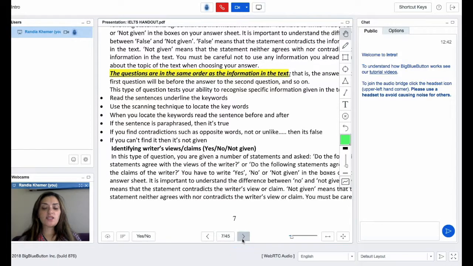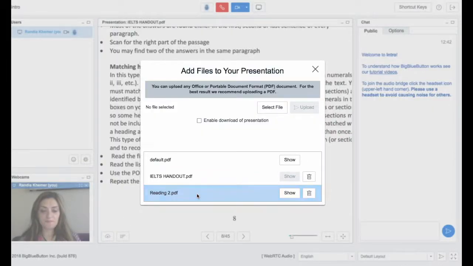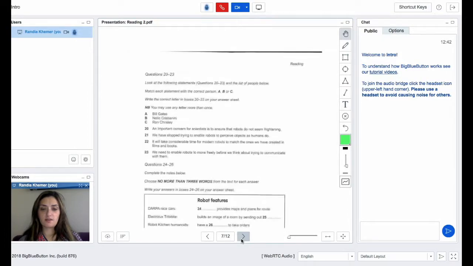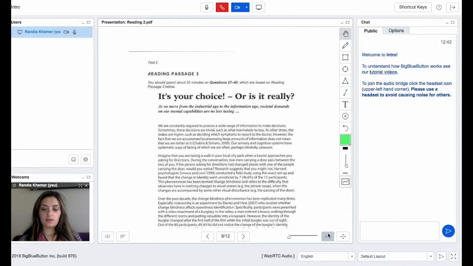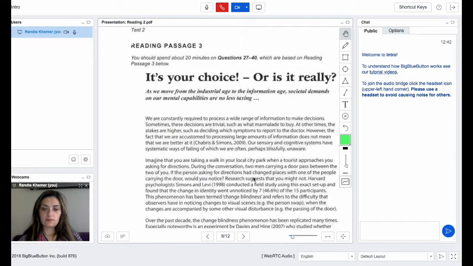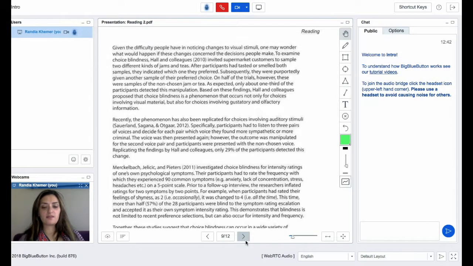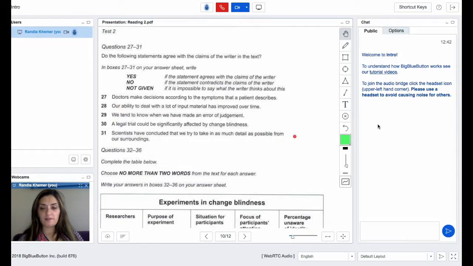Now, let's look at an example from the same exam that we were looking at. So this is a different passage. It's your choice, or is it really? You're going to survey it as we talked about, but let's look at the questions. The first keyword is doctors. Doctors make decisions according to the symptoms that patients describe. So doctors make decisions, symptoms patients describe.